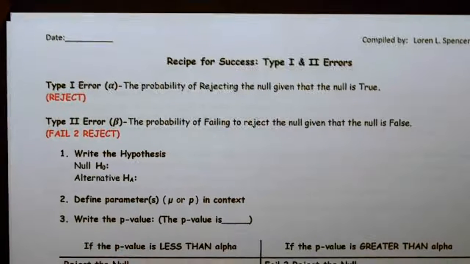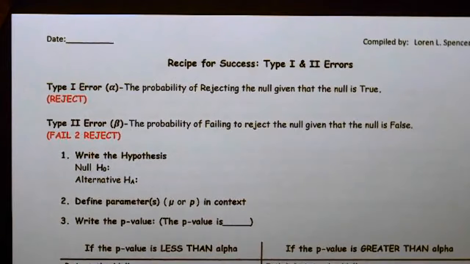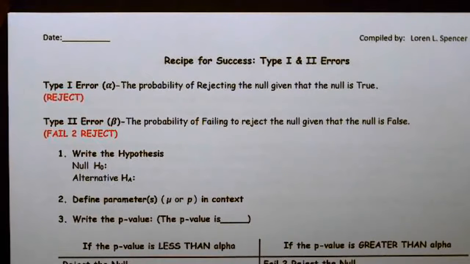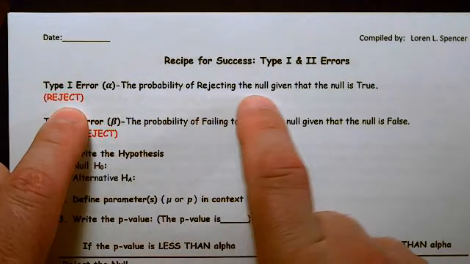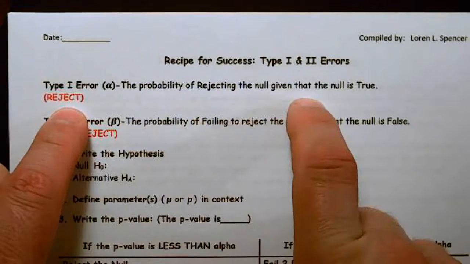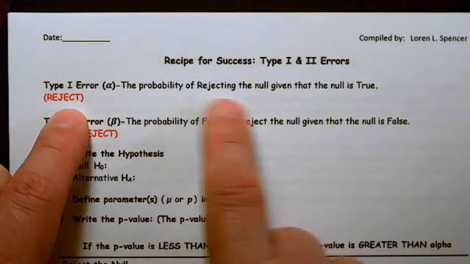Okay, so the next video is going to be walking through a scenario, and we're specifically going to do the type 1 error first. We kind of have a recipe, and I want to look at the recipe. So first off, we have our definition. Type 1 error: the probability of rejecting the null given that it's true. All right, rejected the null given it was true.